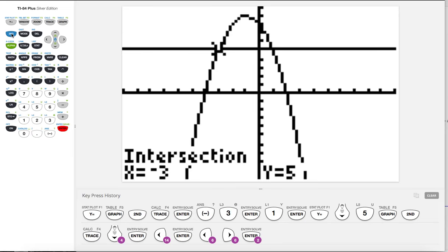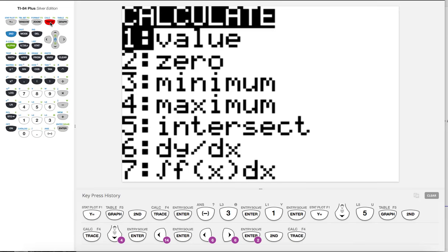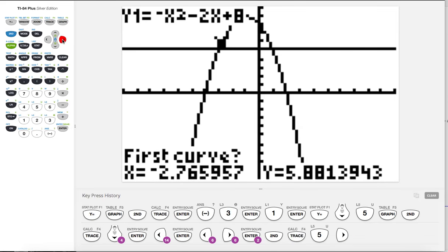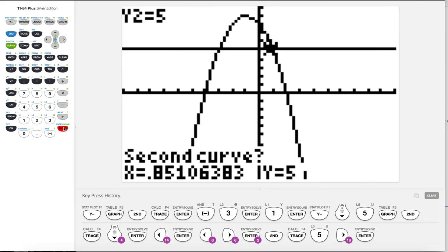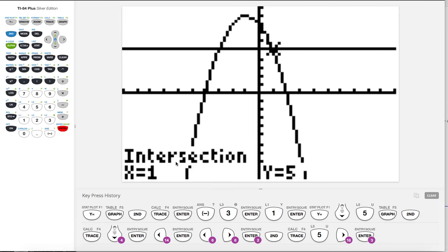Okay, we're going to say calc. We want to find the intersection, 5. So we're going to have to run the first cursor over towards the intersection. Close enough. Second curve, it's on the line now. Hit enter, guess, hit enter again. Bam, 1 and 5, right?